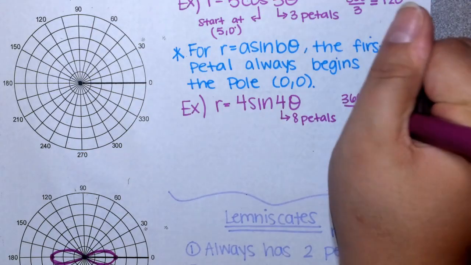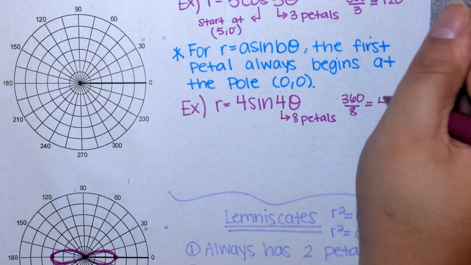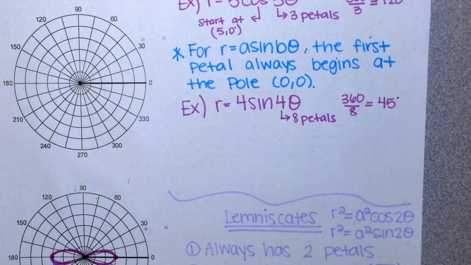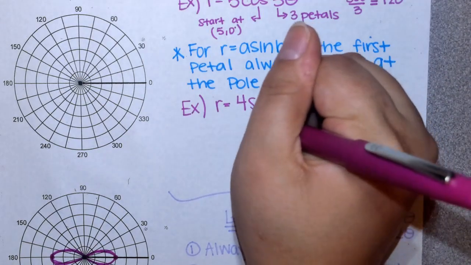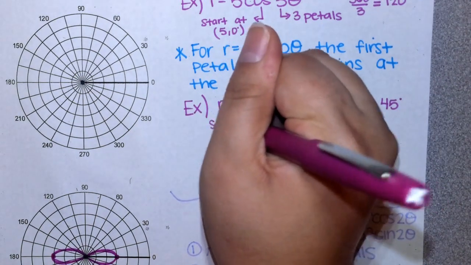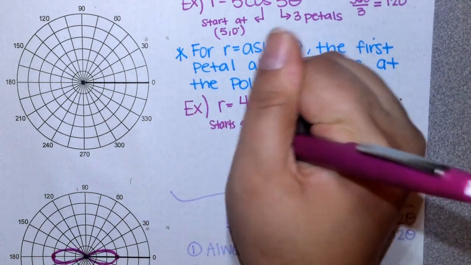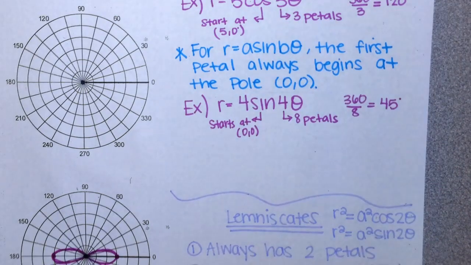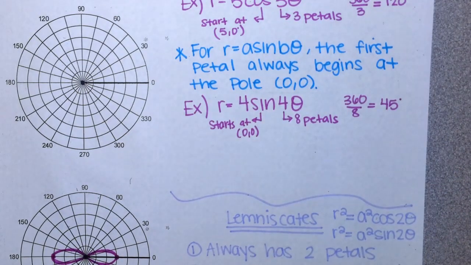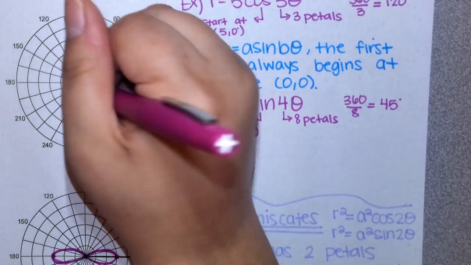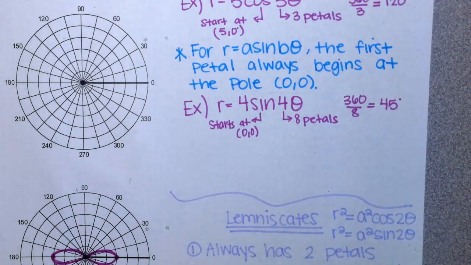360 divided by 8 is 45. They are 45 degrees apart. And where does this start at? Because it's sine, it starts at 0, 0. Well, I can start at 0, 0. That's great, but where do I go?